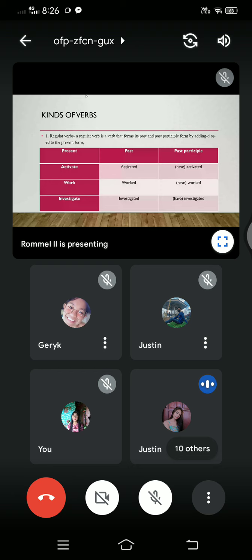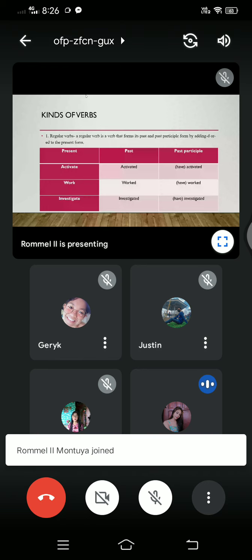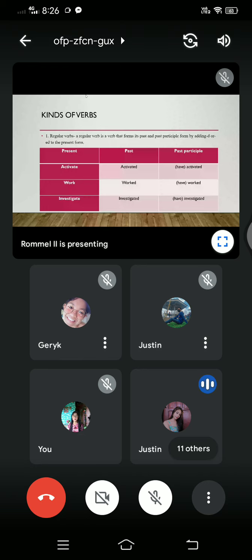For the past participle, have activated. Maybe you're wondering, what is that have? Have is one of the examples of helping verbs. Helping verbs are has, have, had. These are used to express a perfect aspect. So work, have worked, investigate, investigated, have investigated. That is what a regular verb is. Next slide, please.